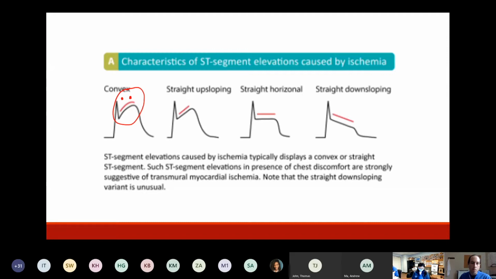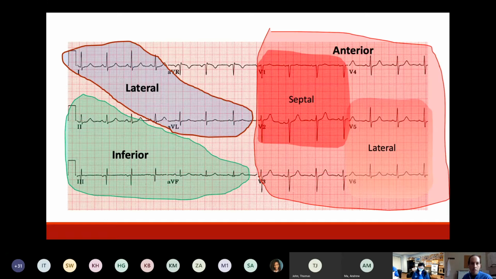In these other cases, you sometimes see upsloping or horizontal. I've never seen ST elevations that are downsloping. So these first 3 are the ones that you guys are going to see the most commonly. The second part that you need to fit the diagnosis of ST elevations is you have to have an elevation in 2 contiguous leads.